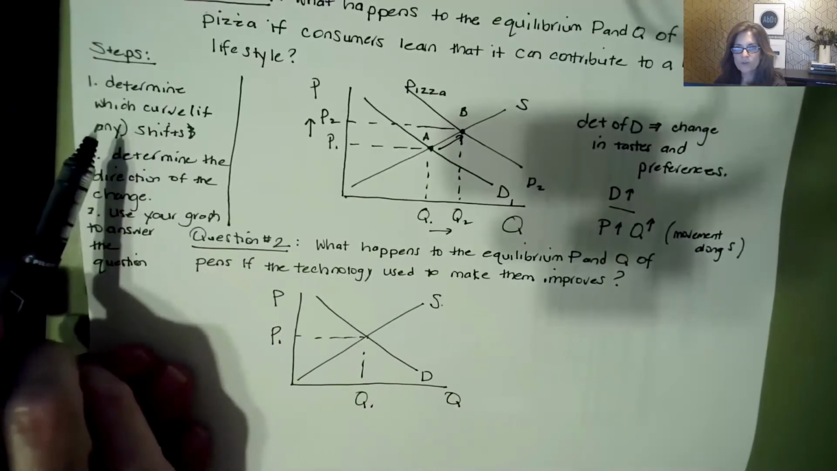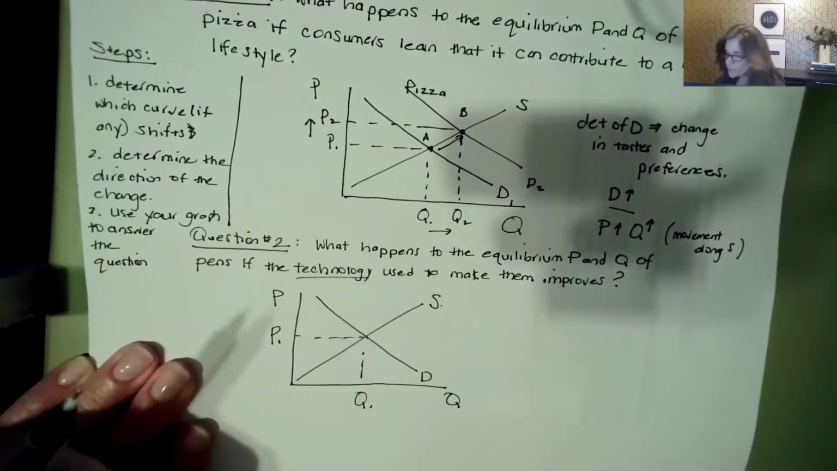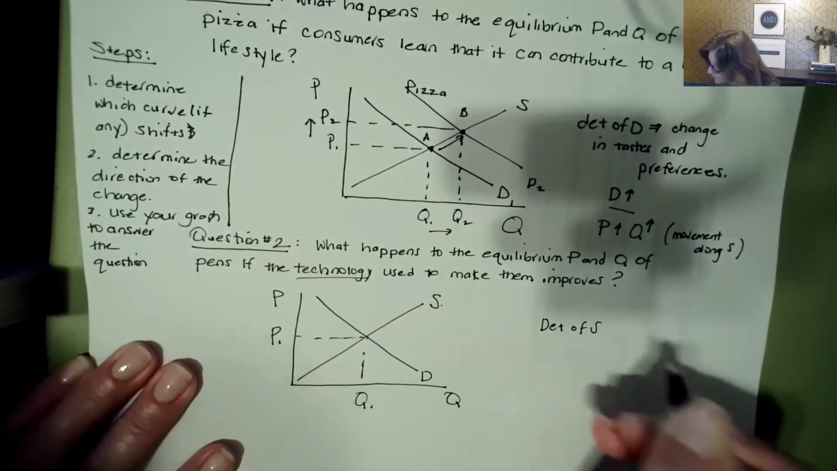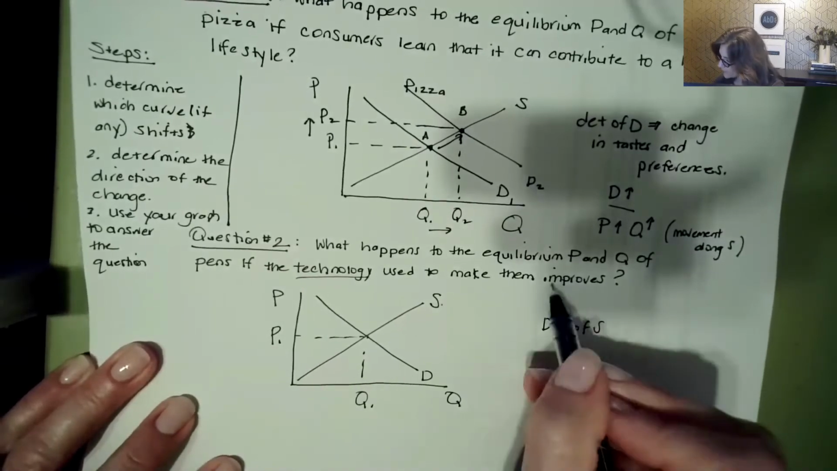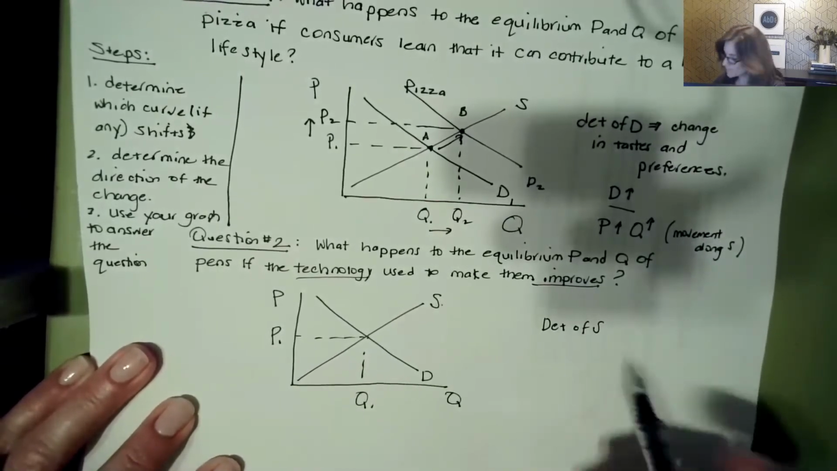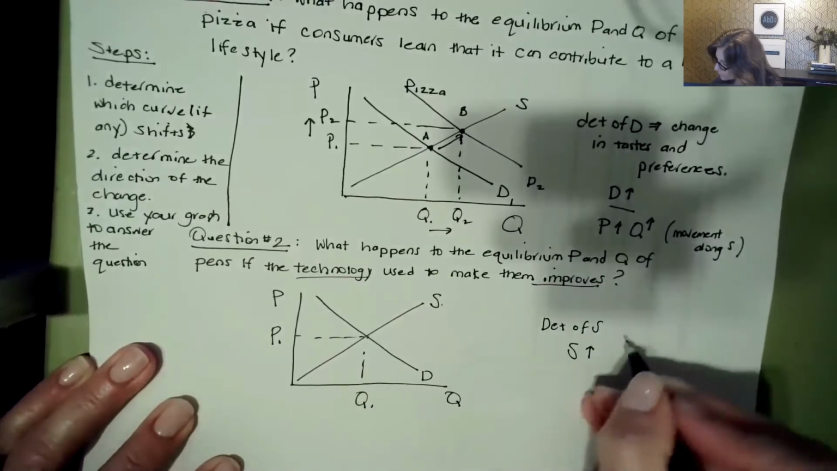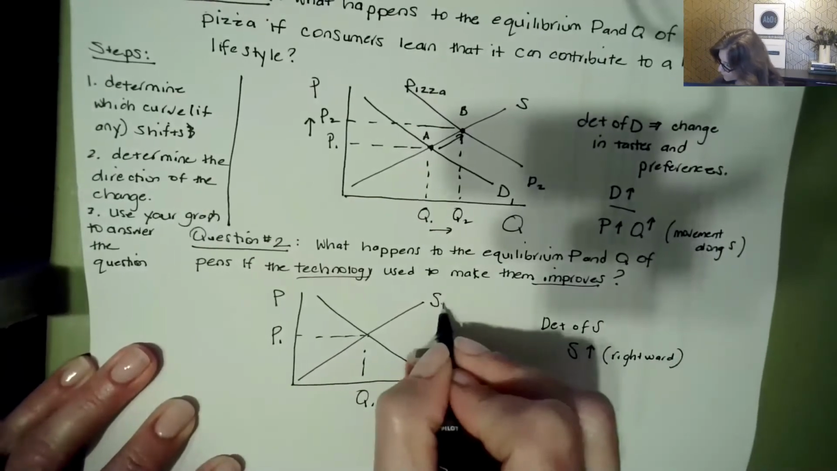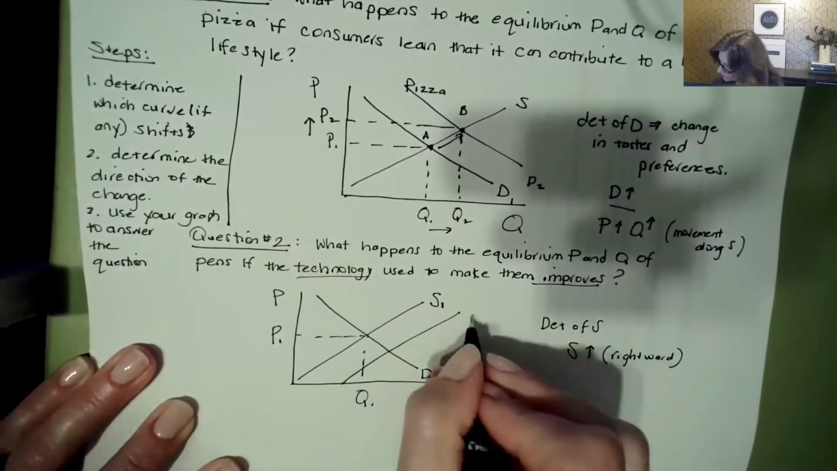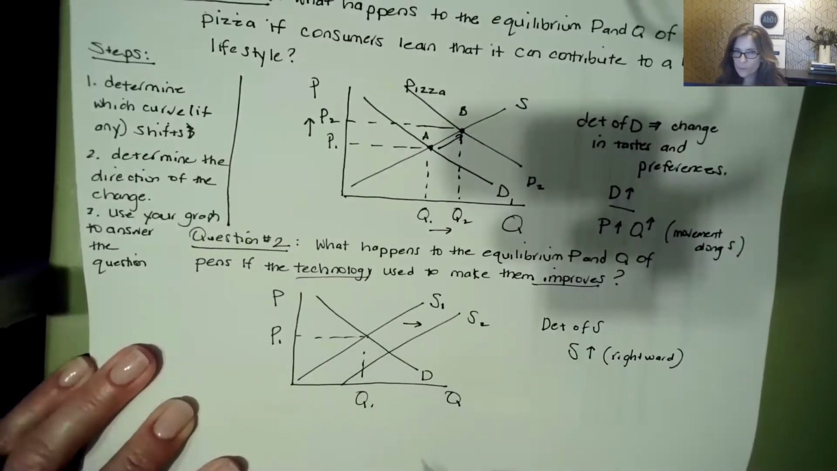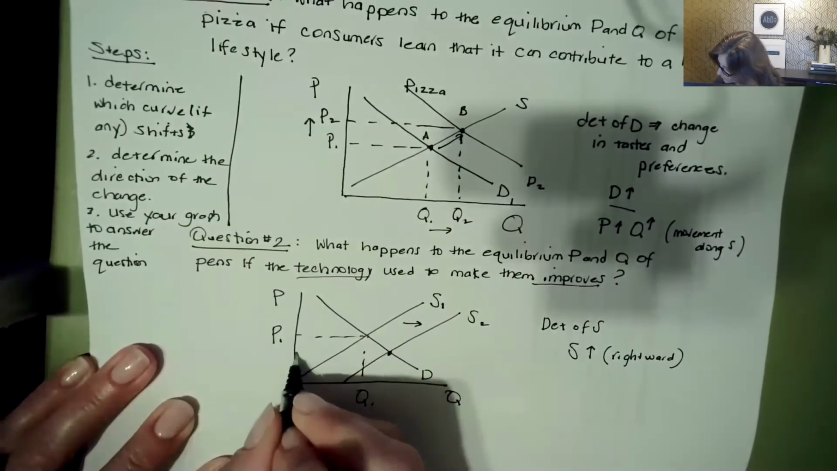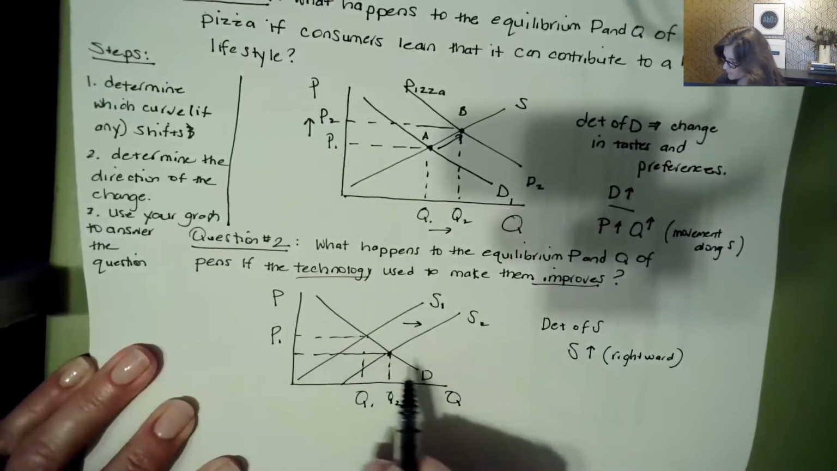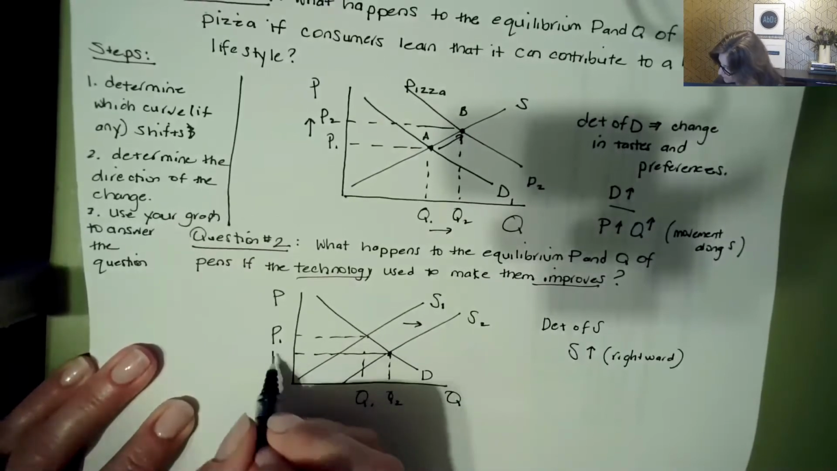First, we have to determine which curve shifts. So the technology used in production, that's a determinant of supply. That means the supply curve is going to shift. And since this is an improvement, this means that supply is going to increase or shift rightward. So we shift the supply rightward from S1 to S2, and then find the new equilibrium by looking at the intersection of this new supply and the demand curve.